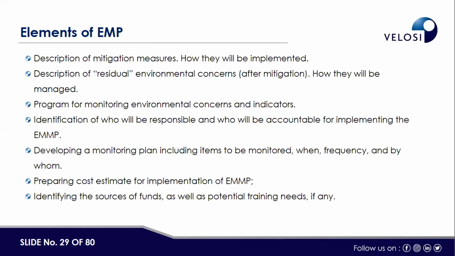And then developing a monitoring plan, including items to be monitored. For example, if we have identified different impacts, again I will give the example of air quality, then we have to give some mitigation measures, and then how it should be monitored, when it should be monitored, the frequency, and who should monitor it. All these will be in the monitoring plan. And then we have to give the cost as well, that is, how much the cost is related to that particular EMP for the implementation. Identify the sources of funds as well as the potential training needs.